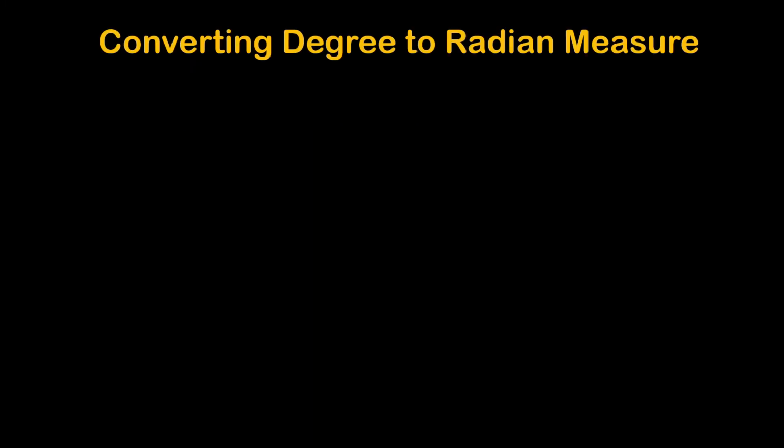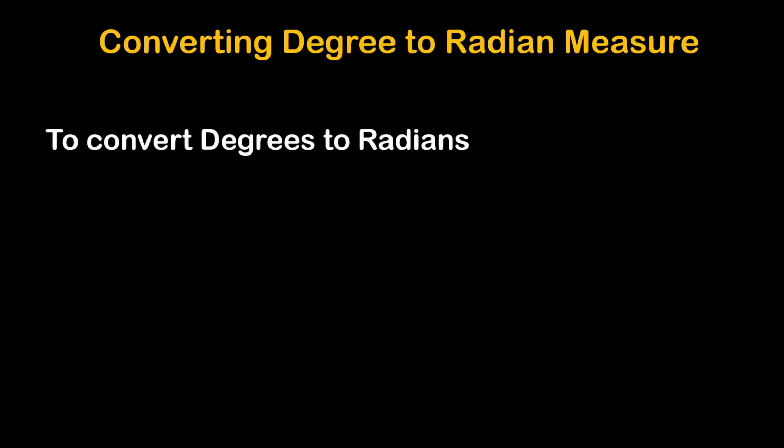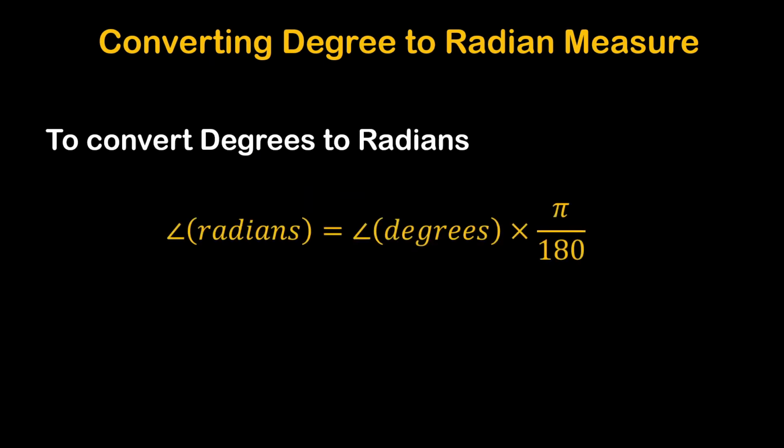To convert angle measure from degree to radian, what we will do is we just need to multiply the given degree measure by pi over 180, and that will give you the radian measure.